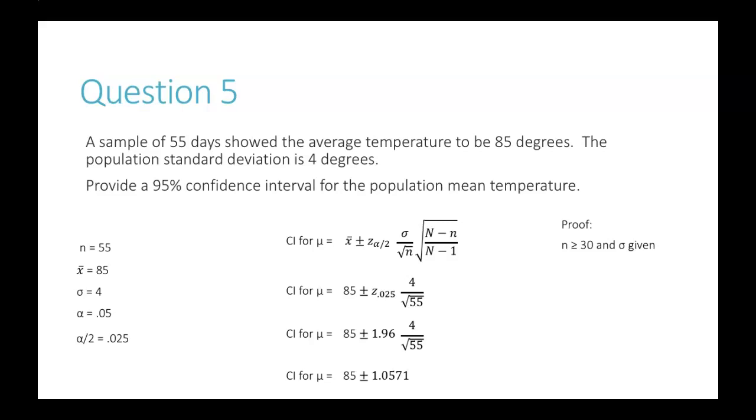So now, if we take our 85, which is our sample mean, and we add and subtract our margin of error, we get a confidence interval of 83.94, less than or equal to our mean, which is less than or equal to 86.0571. So we can say that we're 95% confident that the population mean temperature is between 83.9 and 86.05 degrees.